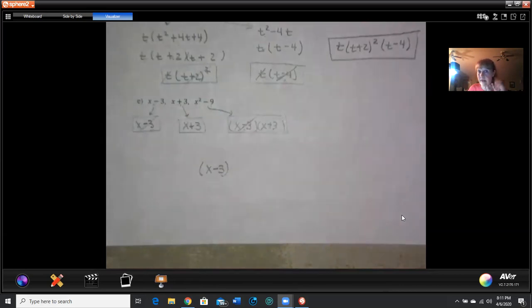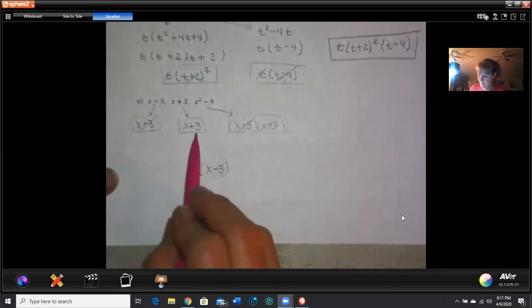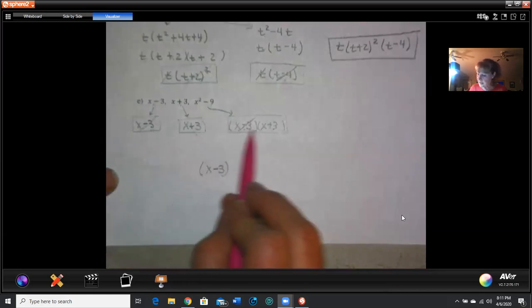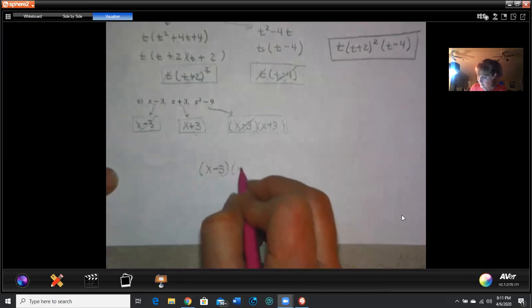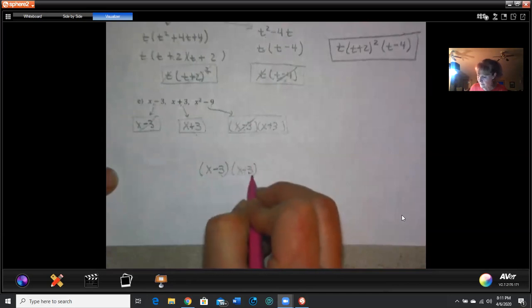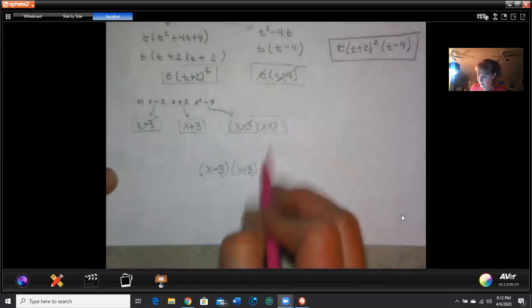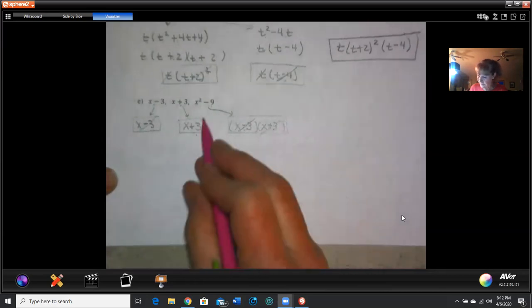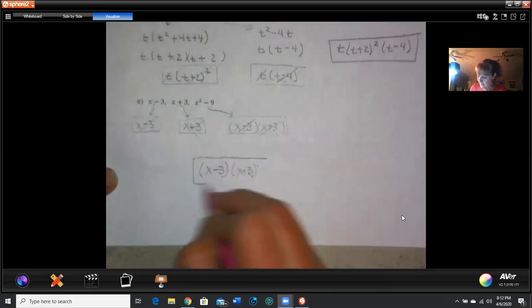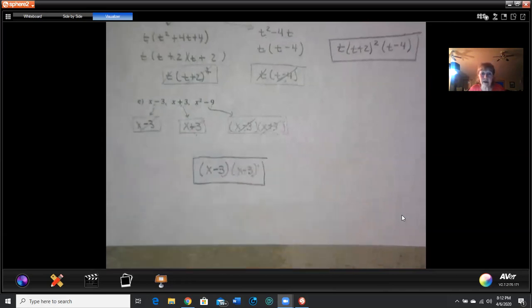Then we have an x plus 3 in our next one. And the highest power of any x plus 3 is an x plus 3 to the first, because that's to the first, and that's to the first. So we'll use it to the first. And there is your least common denominator, and don't multiply them. MyMathLab should accept those. Well, that's it.